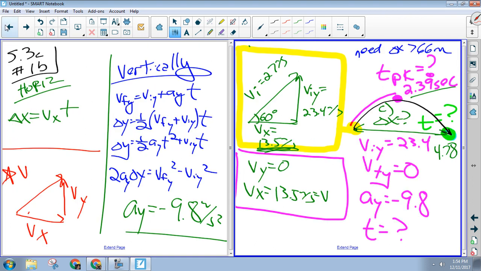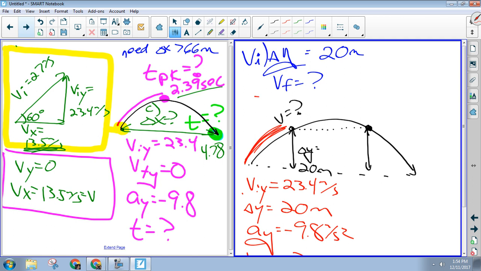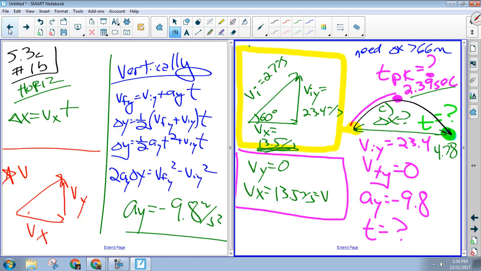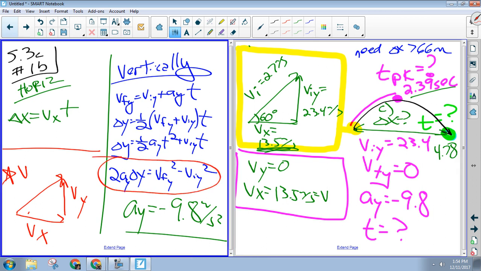Oh, darn it, that's not what I wanted to do. You stay there. Oh, it won't let me do that, will it? No, it won't. Okay. One of these equations, though, I think will work, right? Can't we use this one to find our VFY?